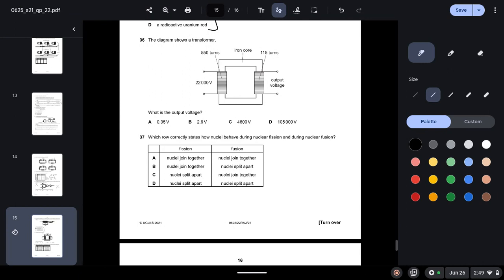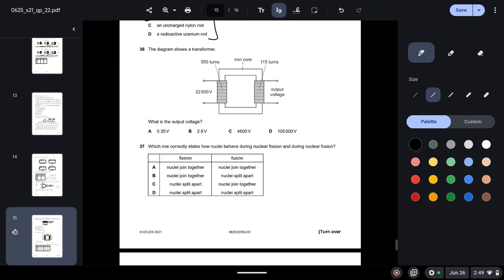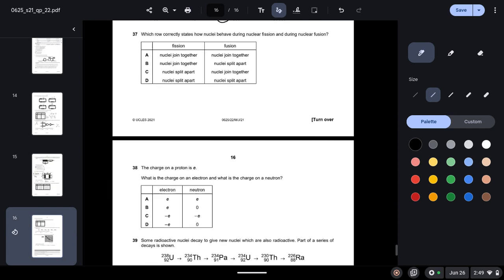The diagram shows a transformer. What is the output voltage? So we can use the formula Vp over Np, the primary voltage over the primary number of turns. This must equal the output voltage over the number of turns. Let's call it X. So just solve for X and your answer will come out to be 4600 volts.